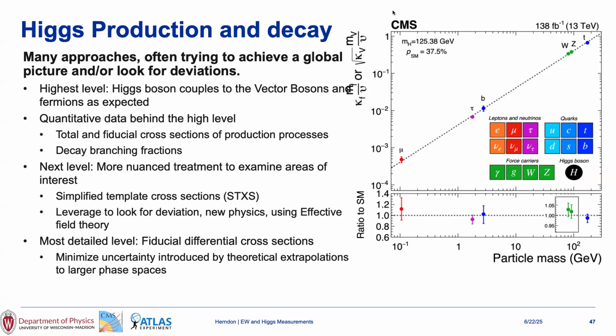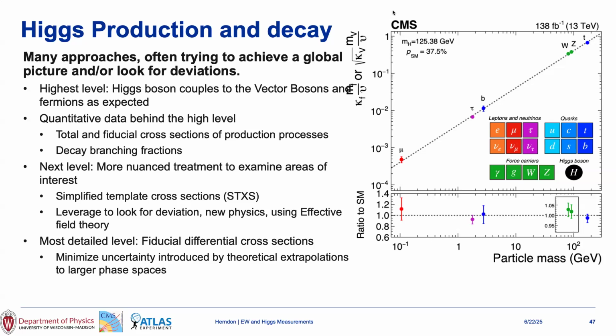In WH or ZH, there's a direct W or Z coupling there. And then decay branching fractions are important. You have the Higgs to WW, you have the Higgs to ZZ, you have the Higgs decays to the fermions excepting the top quark. You directly measure the couplings there. So that's the detailed data that goes into making this chart.